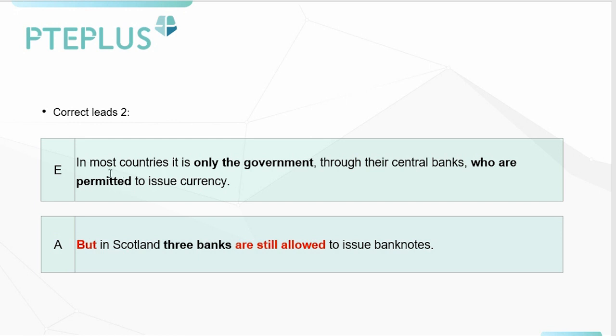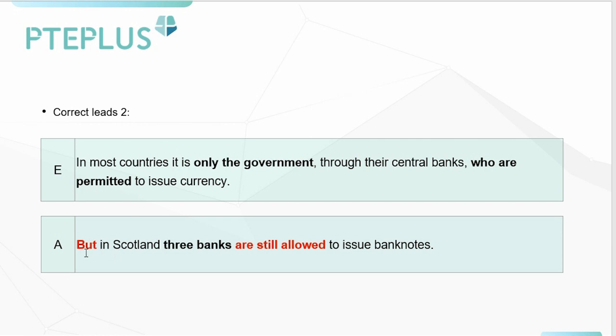So here it says, in most countries, it is only the government through their central banks who are permitted to issue currency. So notice here how we've got only the government who are. So who are here doesn't refer to anything beforehand, but rather who are refers to the government. So you can see the connection is within the phrase. So what is the connection between the two then? If the who are refers to the government, you can see here that the connection is who are permitted. So who are permitted? Permitted here is another way to say the word allowed. Obviously it draws a little bit on our vocabulary knowledge.